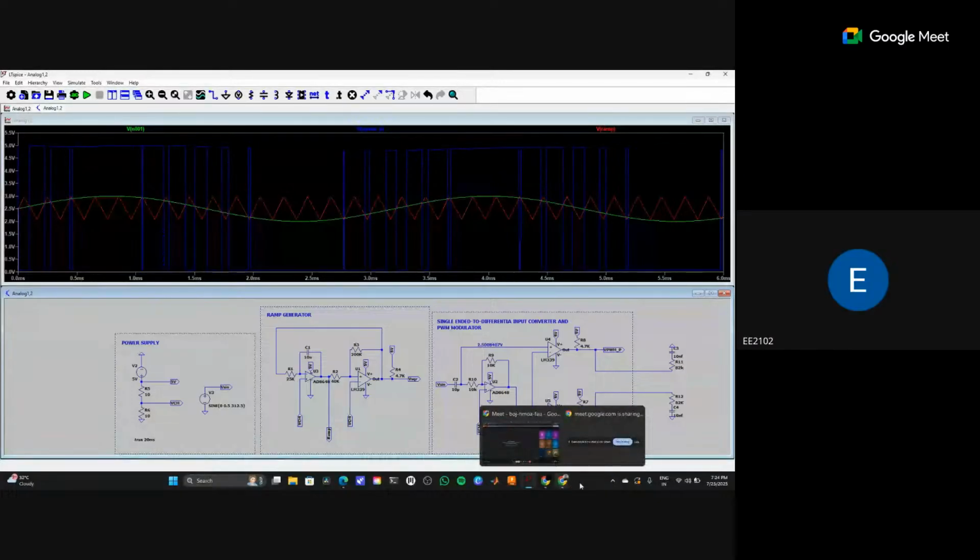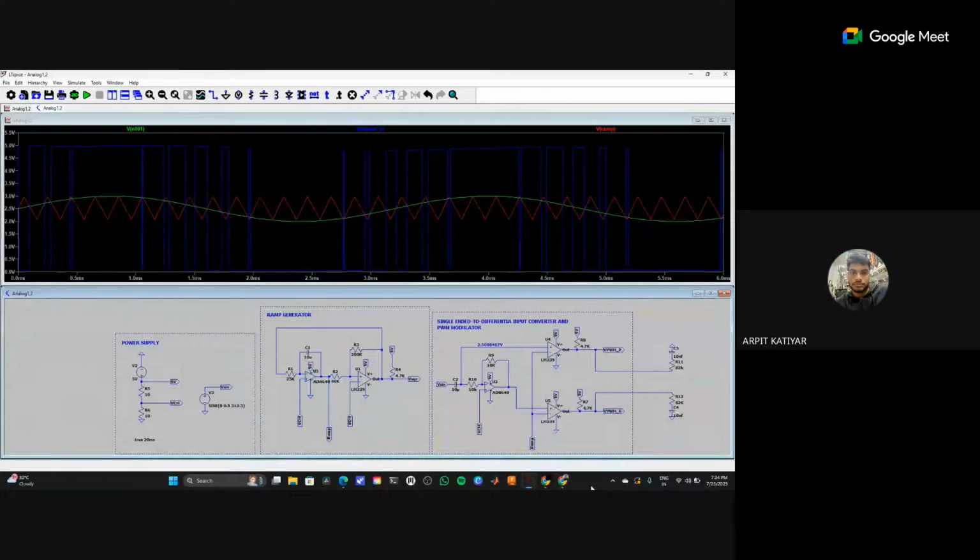So yeah, it looks like the correct PWM signal. No issue with that. Because when your triangular wave amplitude is higher than the sine wave, you are getting a lower pulse. And when your sinusoidal signal amplitude is higher than the triangular signal, you are getting the 5 volt. So the PWM signal is correct, no issue with that.